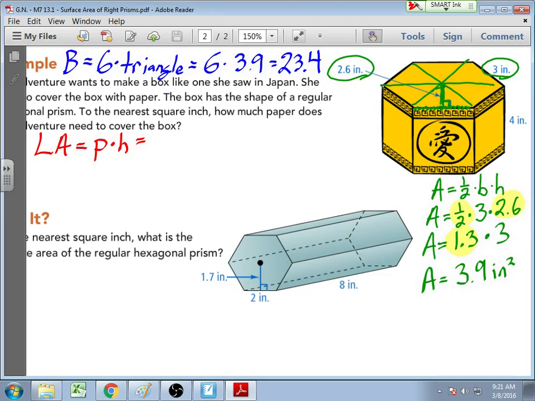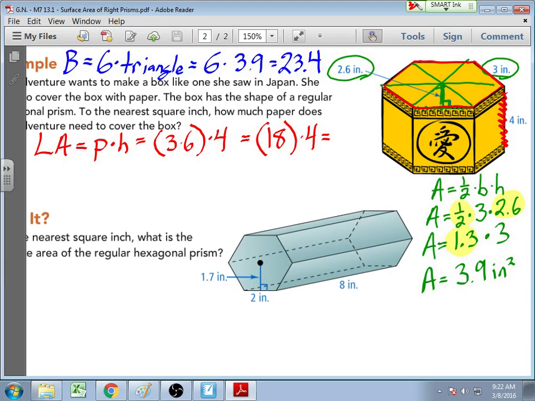I'm actually just going to work left to right because I have the space to do it. How would I figure out the perimeter around this base? 3 times 6. Yeah, every edge is 3, and I have 6 edges. So my perimeter is 3 times 6, and my height is the distance between the bases, which I get told over here is 4 inches. So I do 3 times 6, and then that'll be times 4. 3 times 6 is going to give me 18 times 4, which gives me that my lateral area.